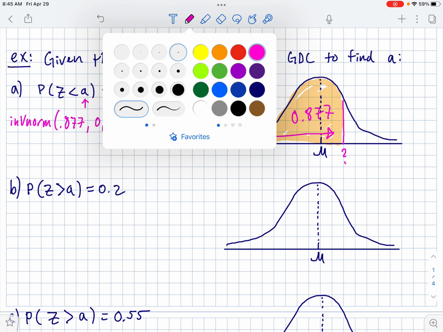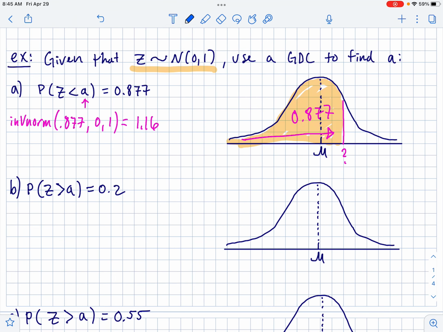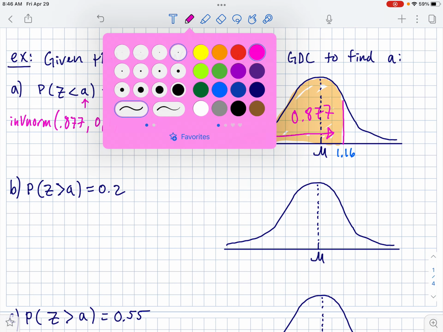Well, you guys, we're not finding the probability. We're finding the z-score, essentially. So what that means is that this spot right here is 1.16 standard deviations above the mean, so from negative infinity up to there, the probability of something being less than 1.16 is 0.877 when you have a mean of 0 and a standard deviation of 1.